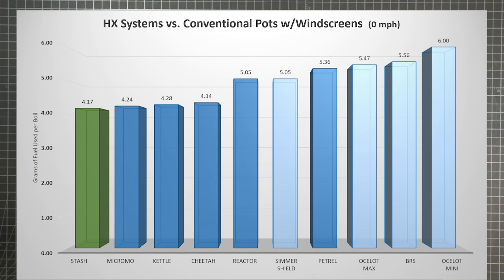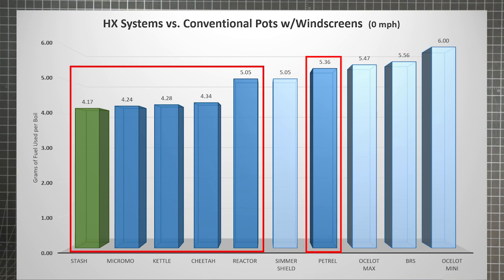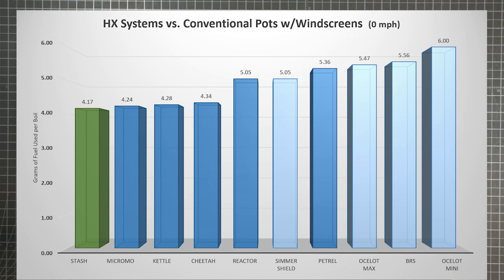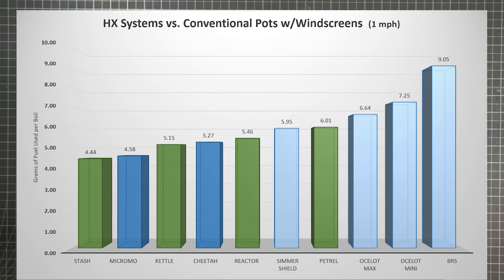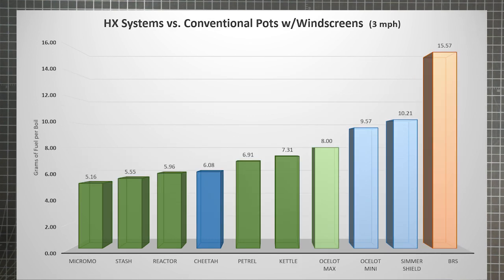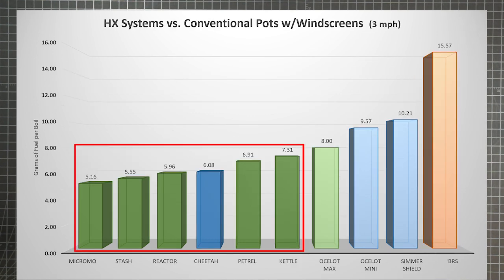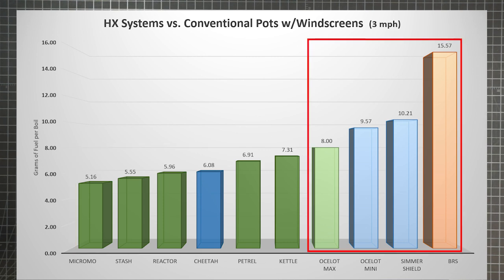With no wind, you can see the basic pattern. The heat exchangers are, for the most part, more fuel efficient than a regular pot. No real surprise there, windscreens don't do much for you when there's no wind. Add a 1 mile per hour breeze and things look mostly the same, though the unshielded BRS quickly drops behind. At 3 miles per hour, the sorting goes absolute. All the HX systems outperform any of the screened pots.